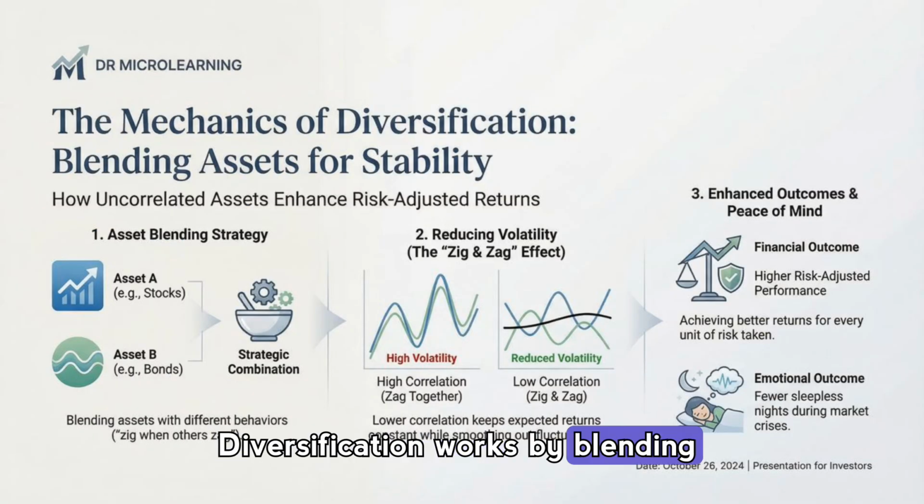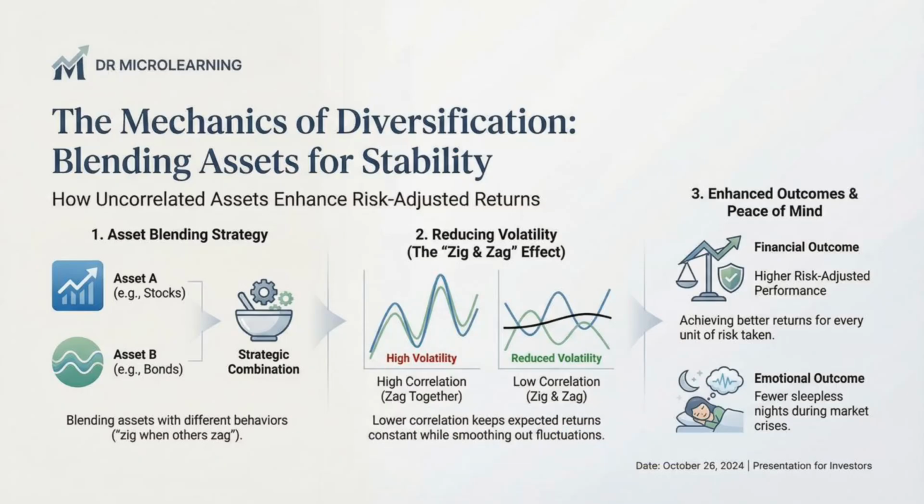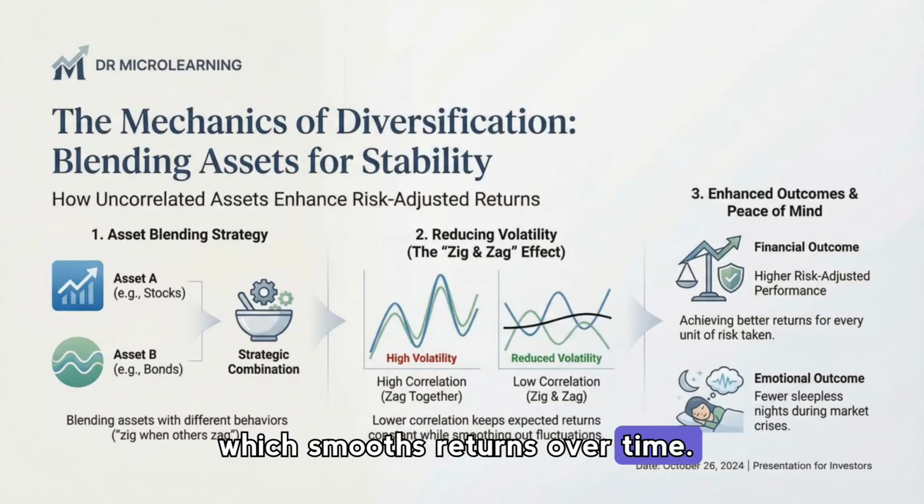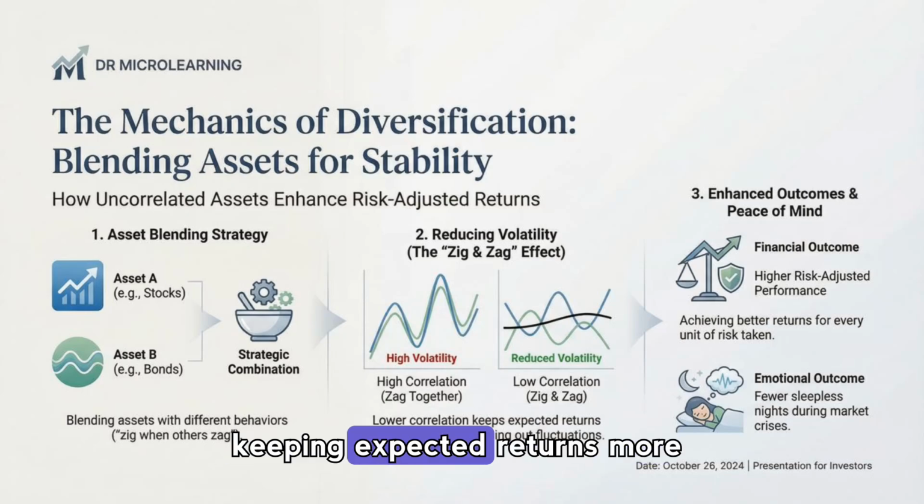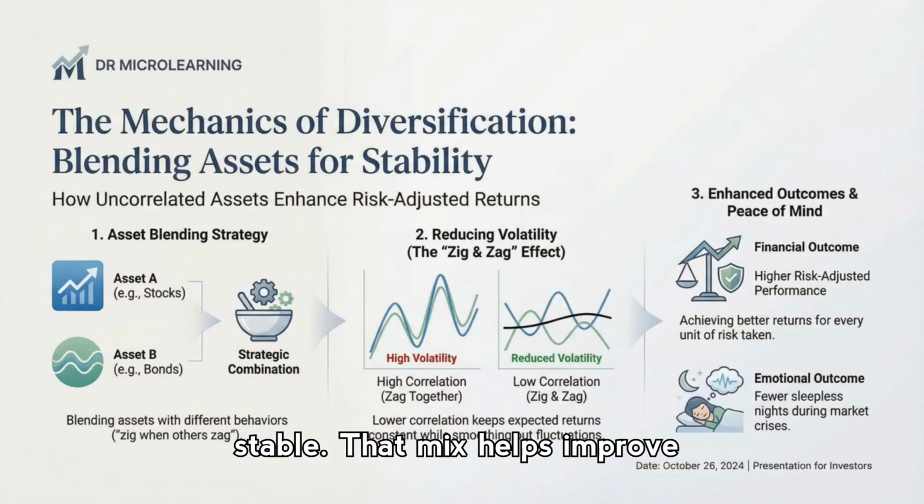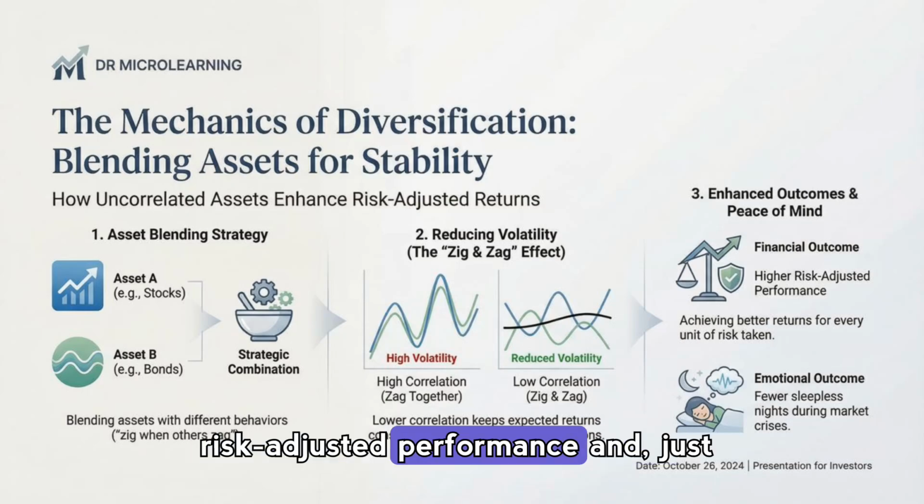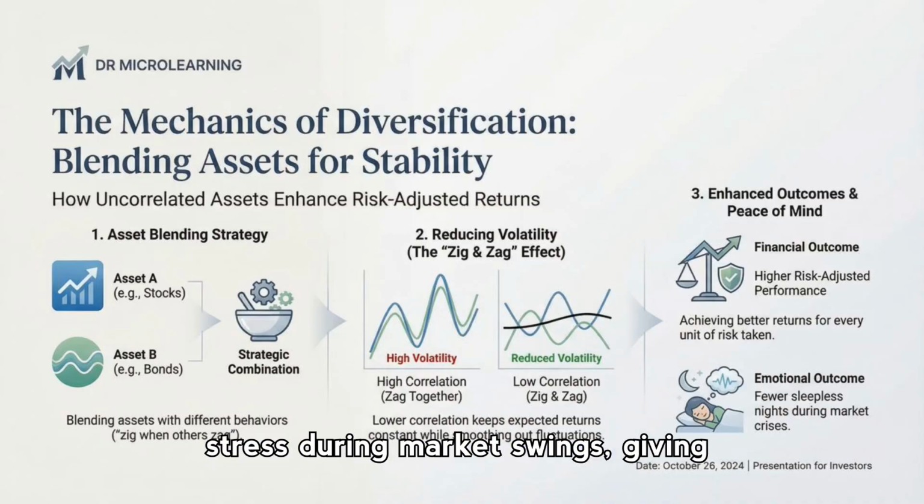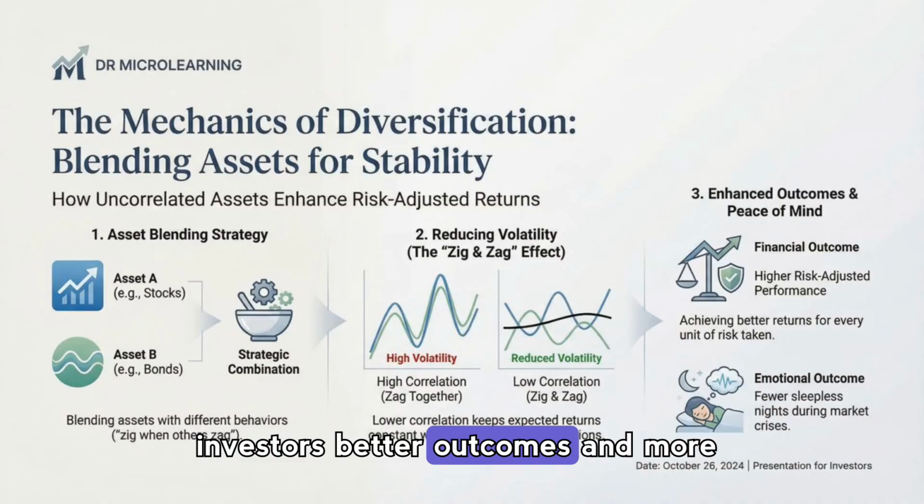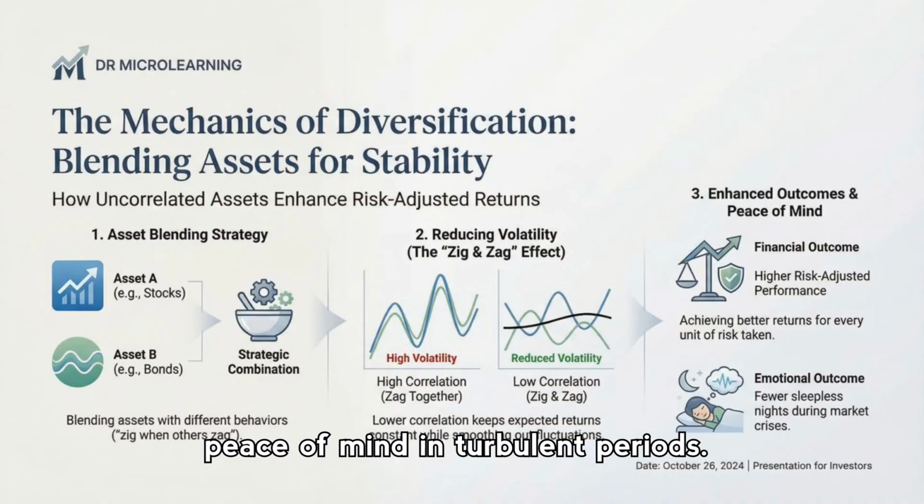Diversification works by blending assets that don't move together, which smooths returns over time. When stocks zig, bonds may zag, reducing overall volatility and keeping expected returns more stable. That mix helps improve risk-adjusted performance and, just as importantly, reduces emotional stress during market swings, giving investors better outcomes and more peace of mind in turbulent periods.